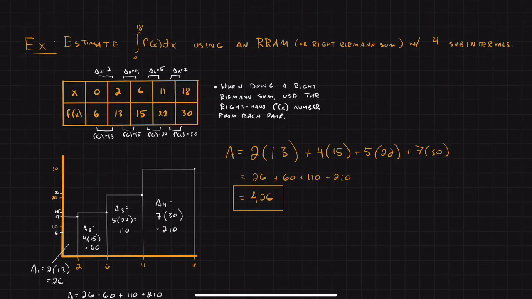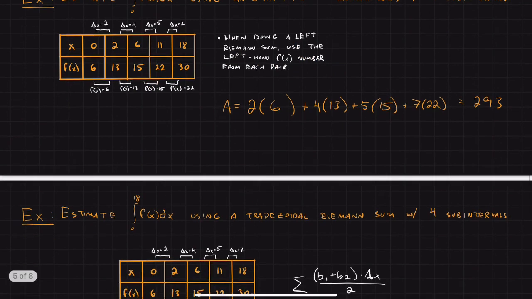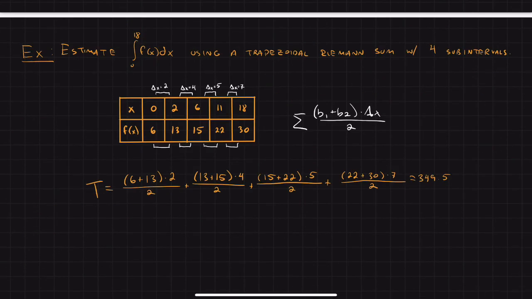When we calculated an RRAM, we found the highest estimate of these three was 406. The LRAM gave us the lowest estimate, 293, and then the trapezoidal Riemann sum gave us 349.5, which was somewhere in the middle. And we would expect this 349.5 to be the best estimate out of the three.